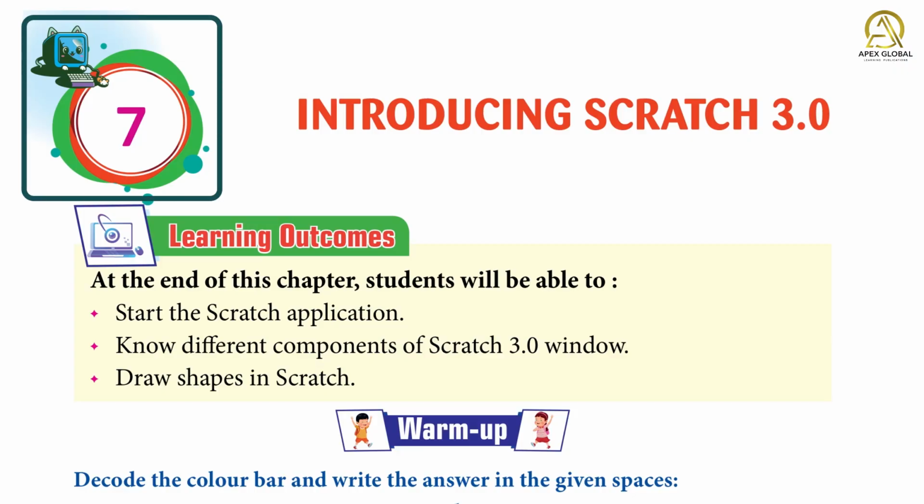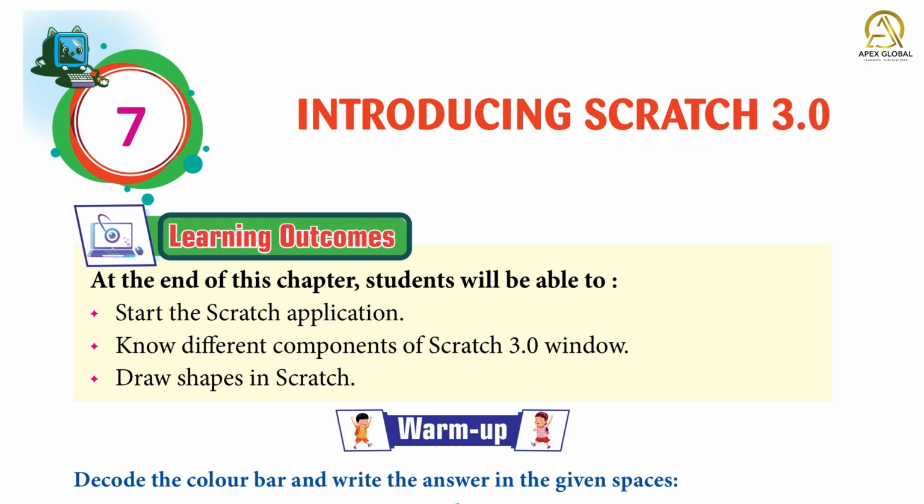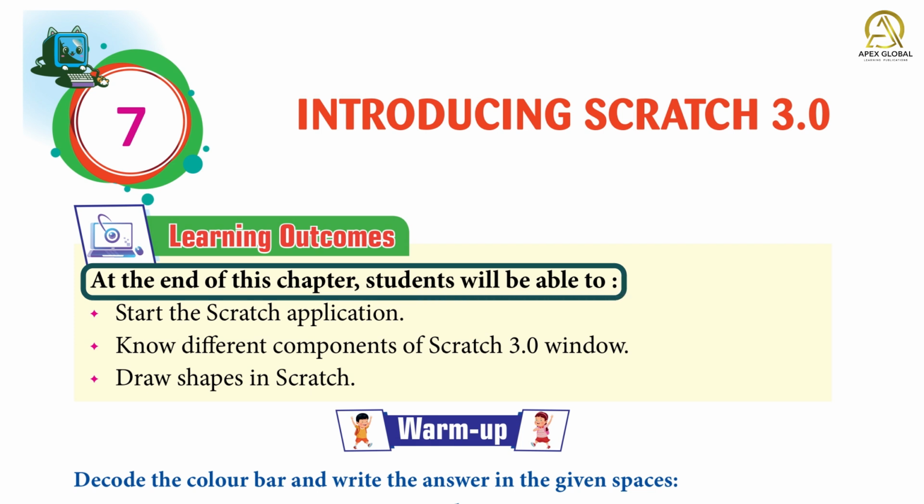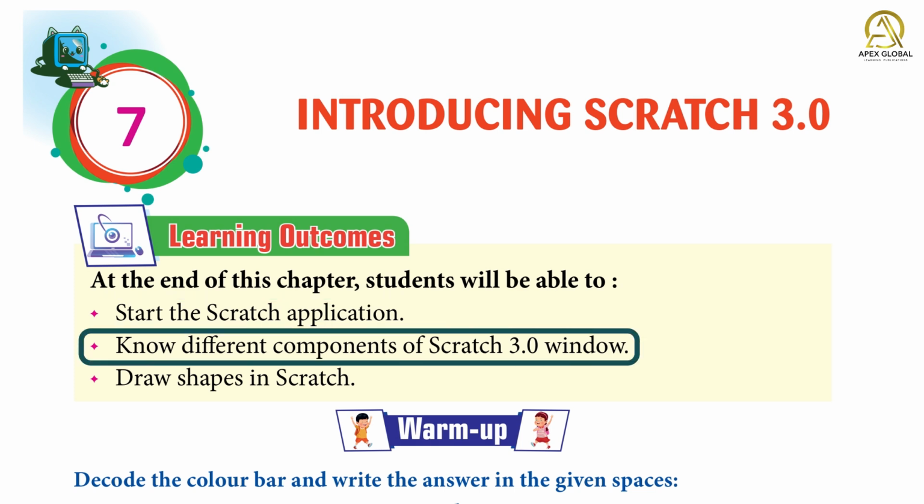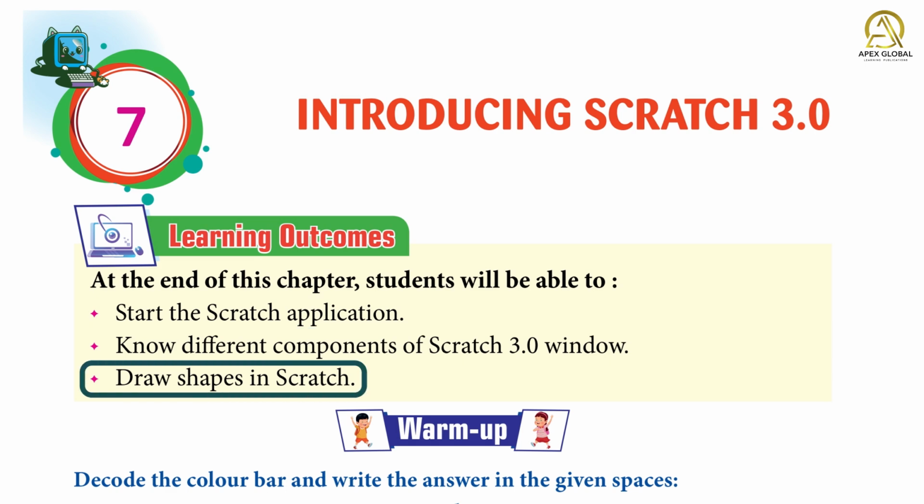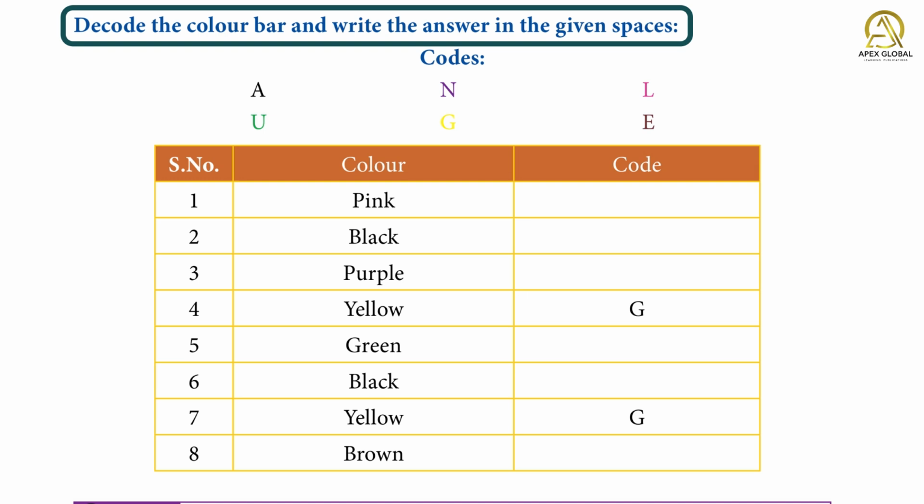Chapter 7, Introducing Scratch 3.0. Learning Outcomes. At the end of this chapter, students will be able to start the Scratch application, note different components of Scratch 3.0 window, and draw shapes in Scratch. Warm up. Decode the color bar and write the answer in the given spaces.